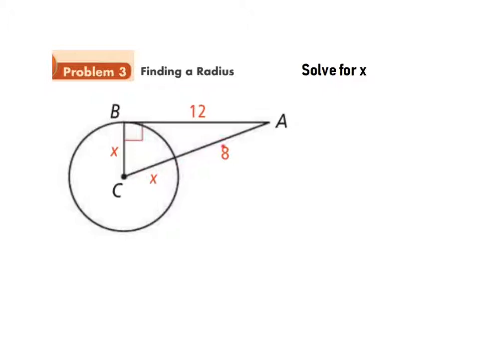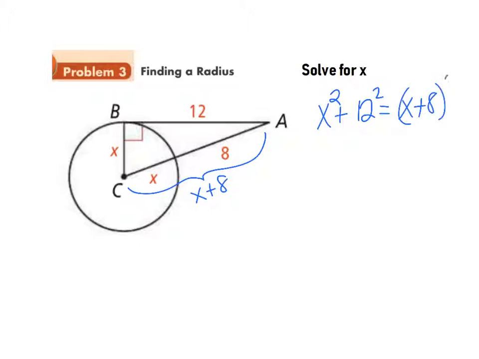But this is where it gets tricky. This exterior part is 8, and then this is x. So the entire hypotenuse would be x plus 8. I'd have to add those two together. All right, so let's do our Pythagorean theorem. It's going to be x squared plus 12 squared equals, and the way it looks is x plus 8 squared, like that.